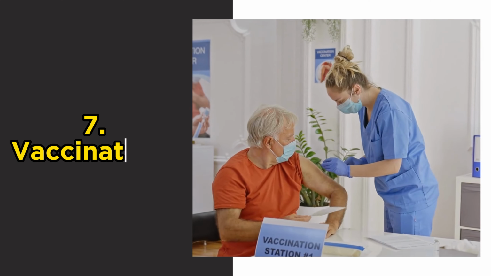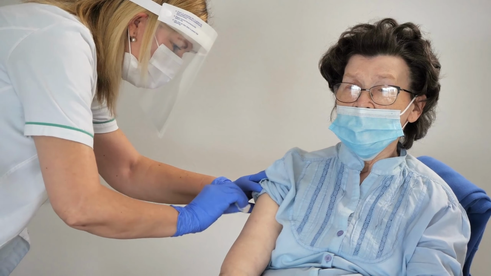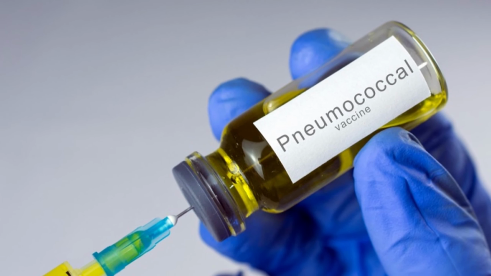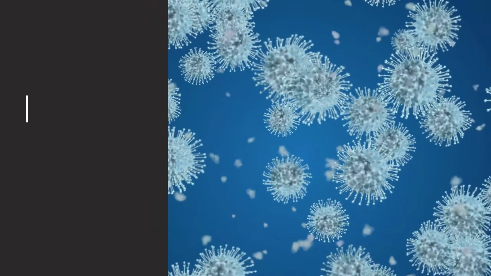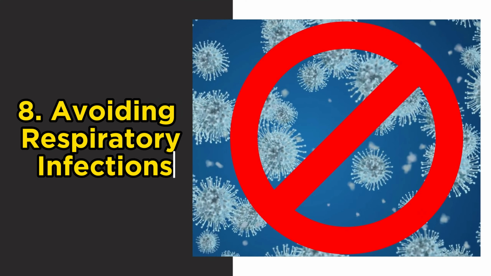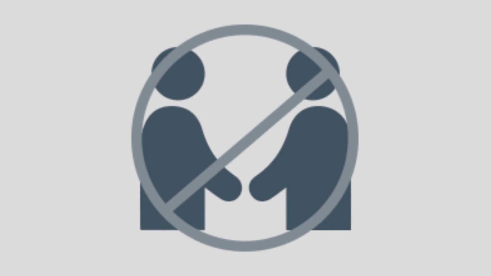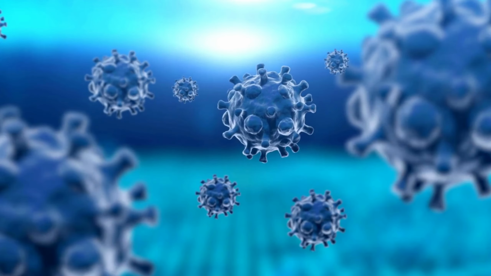Number 7. Vaccinations. To protect your lung health, make sure you're up to date on vaccinations. The flu vaccine and pneumonia vaccine can help prevent respiratory infections that can be particularly harmful for individuals with lung diseases. Number 8. Avoiding respiratory infections. Preventing respiratory infections is critical for individuals with lung diseases. Practicing good hygiene such as frequent hand washing, avoiding close contact with sick individuals, and wearing a mask during flu season can help reduce the risk of infections.